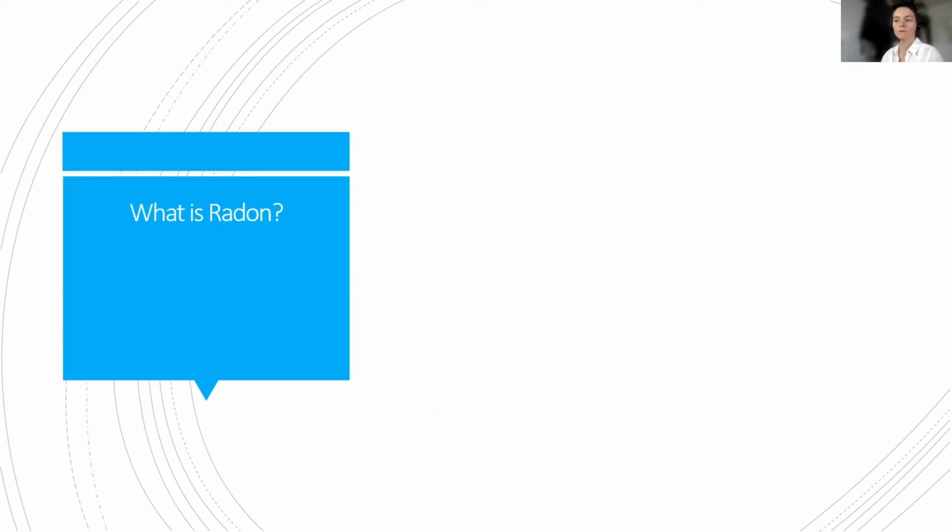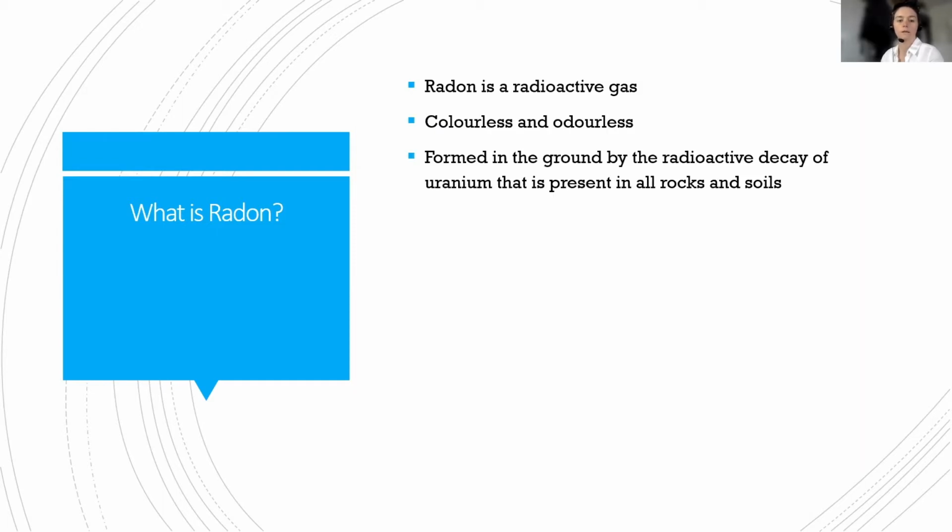So firstly, what's radon? It's a radioactive gas that's colorless and odorless, and it's formed in the ground by the radioactive decay of uranium that's present in all rocks and soils. So why do we need a map?